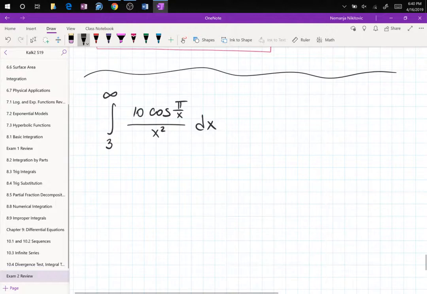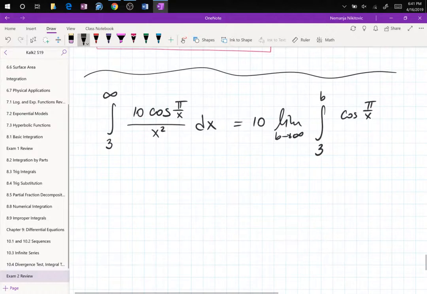All right, great. So the first order of business is to kick the 10 outside. Then I'm going to put the limit as b goes to infinity. That's the upper limit, right? We have a b and there's a 3 on the bottom, and I have the cosine of pi over x divided by x squared dx. Great. So now my integral went from being an infinite integral into being a finite integral. And the question is now, how do I integrate this?